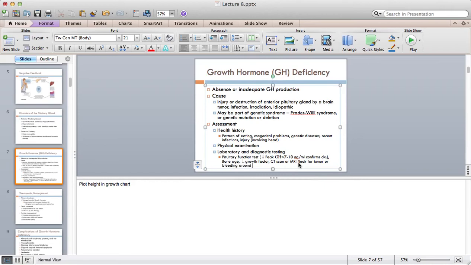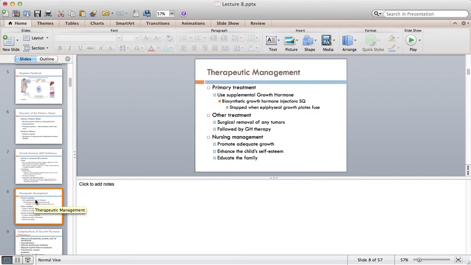So, the treatment, of course, will be, first of all, identify the cause of the problem. If you identify the cause, let's say the cause is a tumor, then you have to do surgery to remove that tumor. Or anything that is causing pressure on the pituitary gland, or making it not secrete the way it should, that should be eliminated. And then you follow that with your growth hormone therapy.